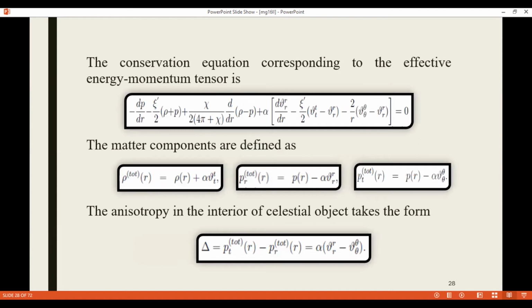We know the conservation equations due to the effective energy momentum tensor can be written like this. Matter parts are given here. This is the total energy density, total radial pressure, and total tangential pressure. And we can define the anisotropy in this way.